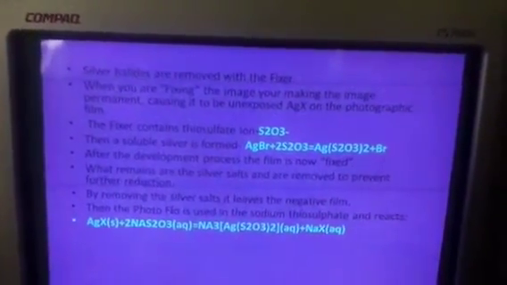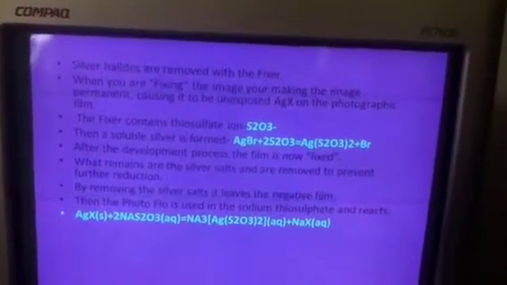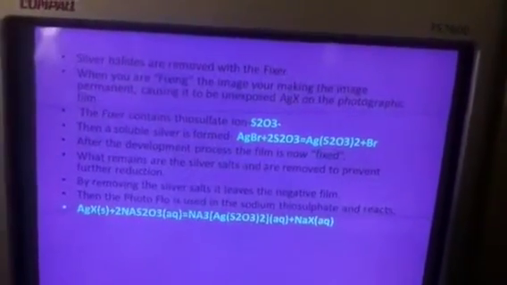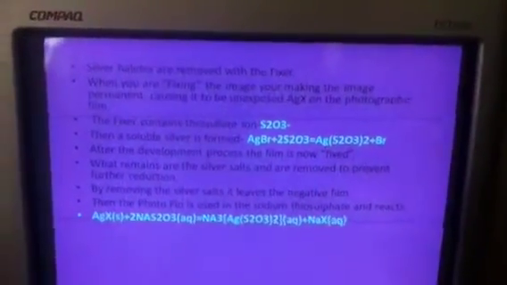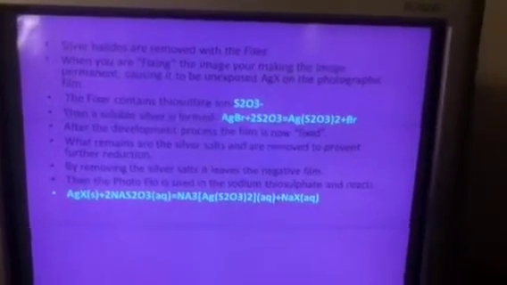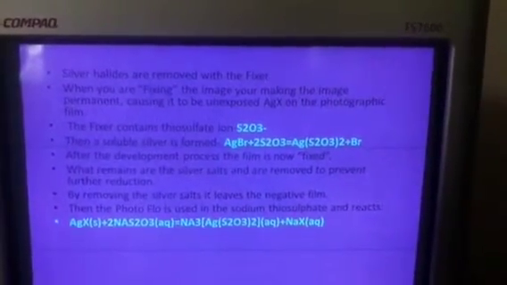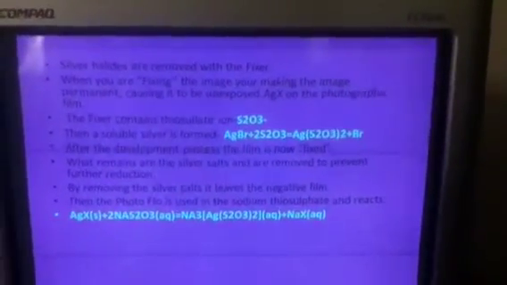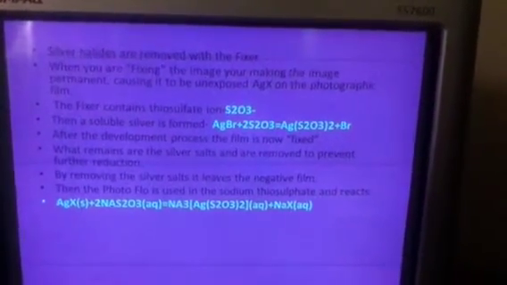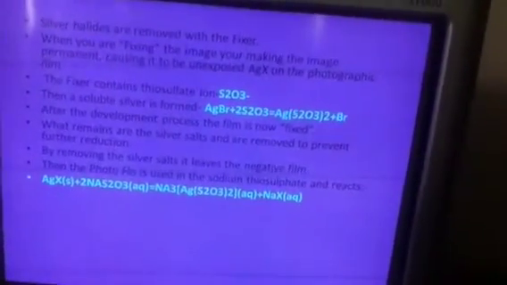Silver hydroxides are removed with the fixer. When you are fixing the image, you are making the image permanent, causing it to be exposed silver X on the photography film. The fixer contains thiosulfate ion, S2O3. Then a soluble silver is formed, AgBr plus 2 S2O3, which forms Ag(S2O3)2 plus Br.